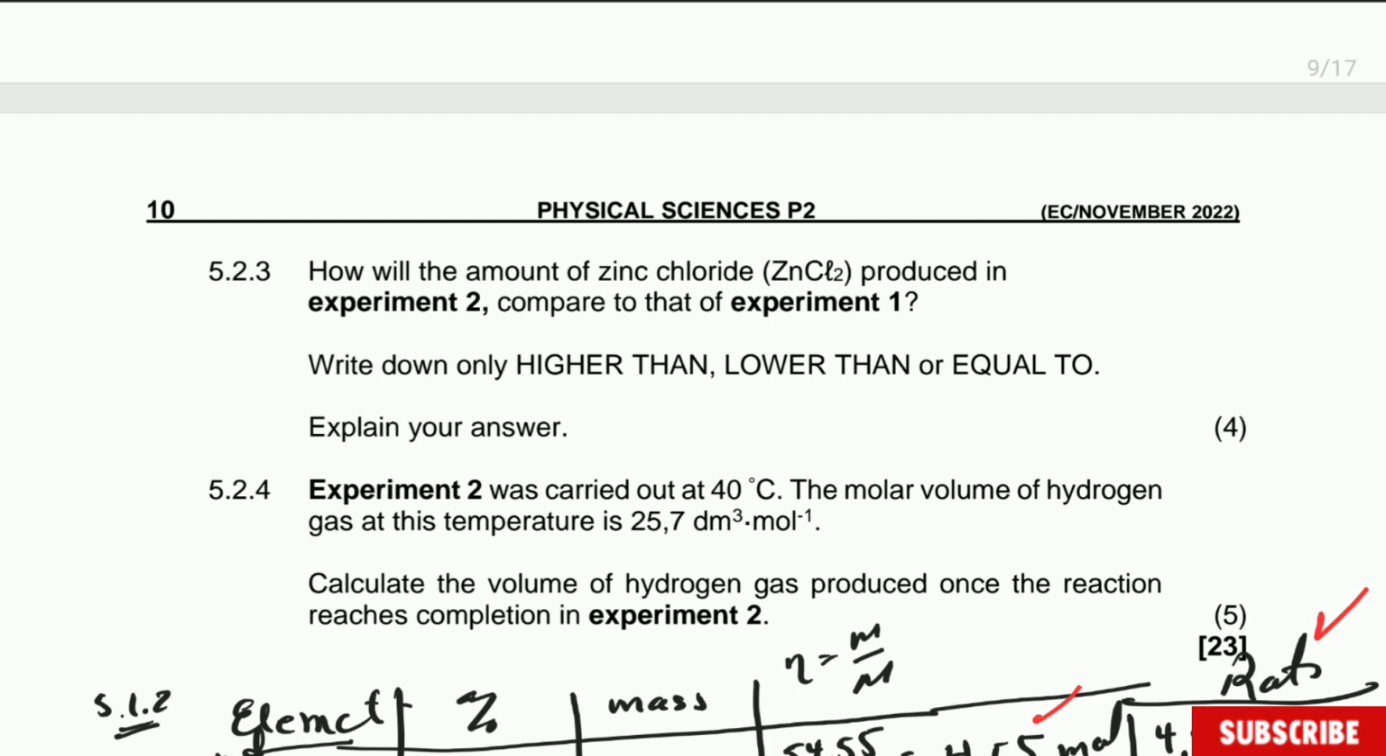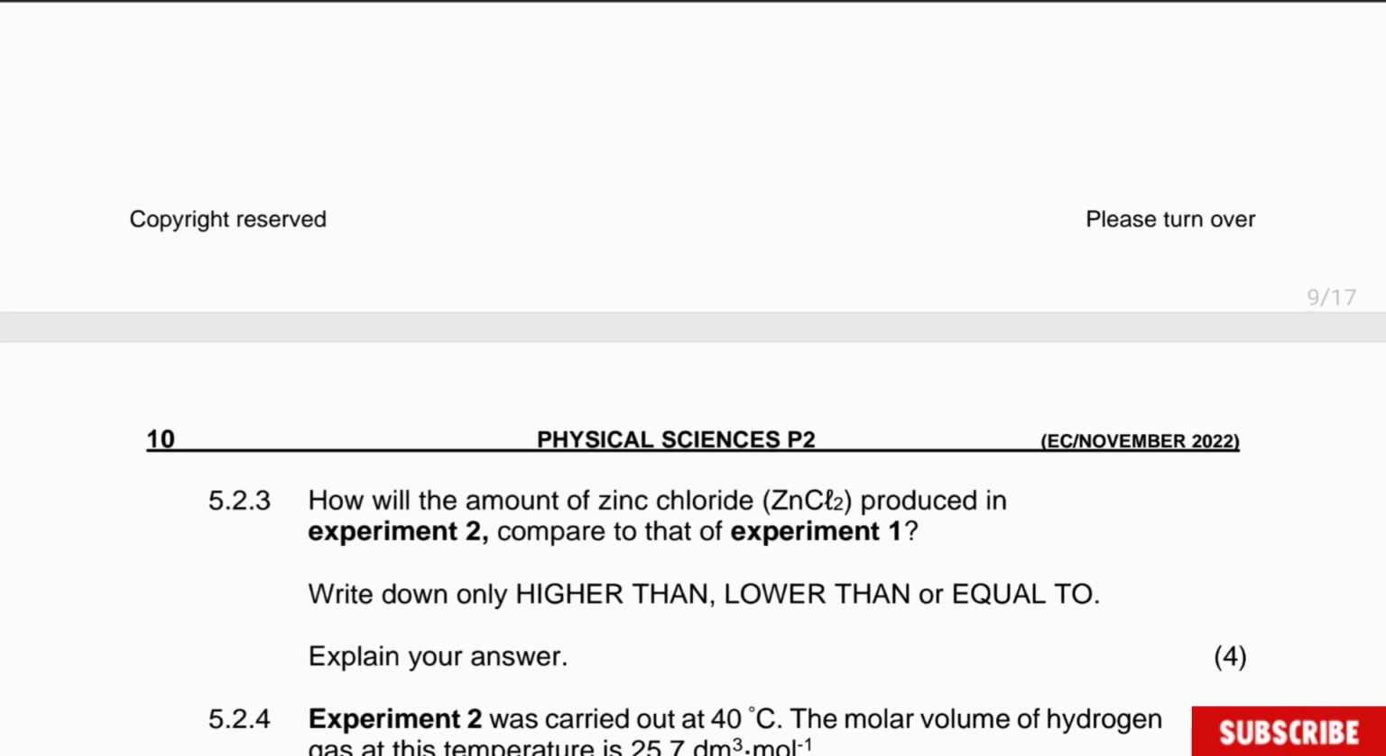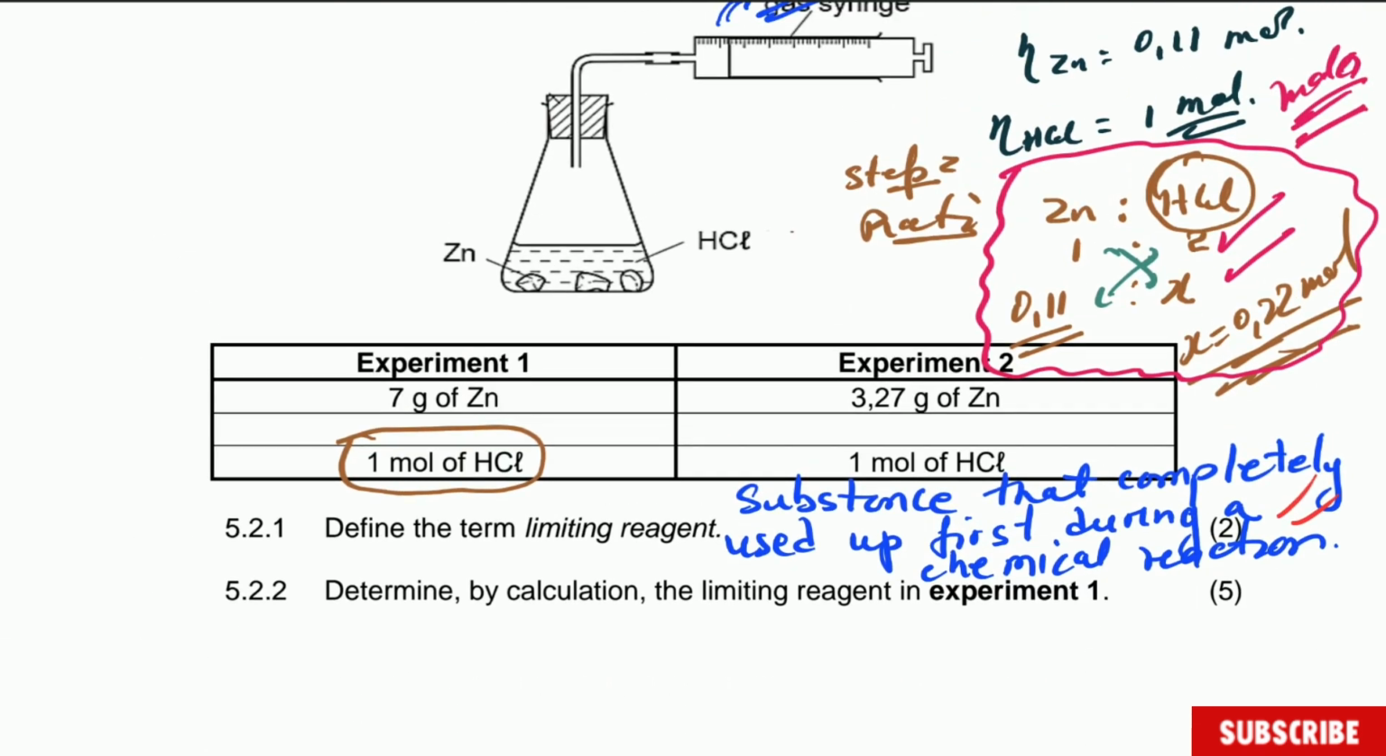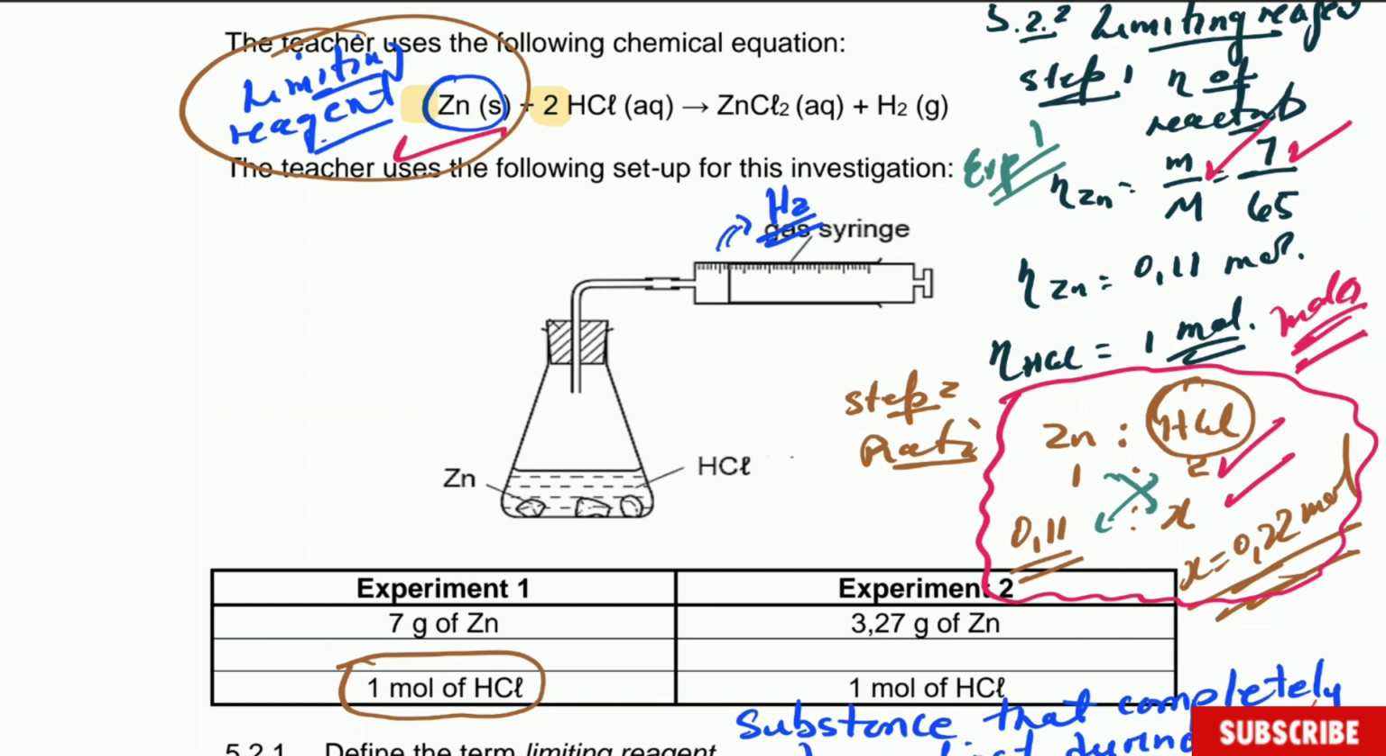Now question 5.2.3: how will the amount of zinc chloride produced in experiment 2 compare to that in experiment 1? Write down higher than, lower than, or equal to, and explain your answer. Now, they are changing the amount of zinc, which is the limiting reagent. So they are using less zinc than before. Therefore, you will get less product, guys.